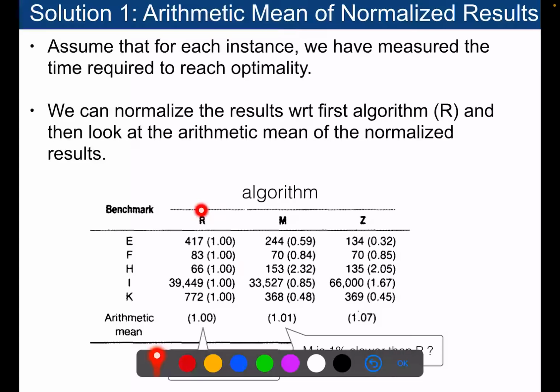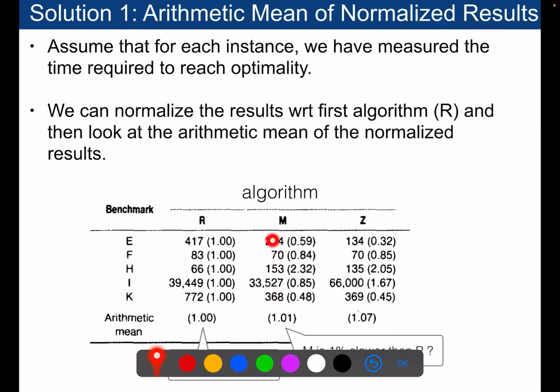We have algorithms R, M, and Z. And what you will measure is the performance. For instance, it might be the quality of the objective function that you are able to reach after a given amount of time. We decide that we will normalize the results according to algorithm R. So for each line, this one should be equal to 1, and we will divide every value by 417.